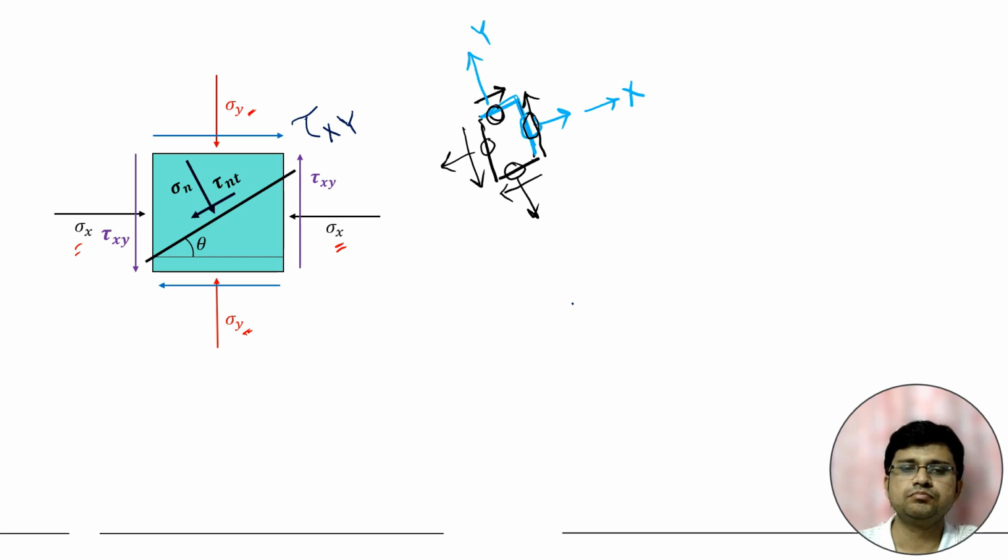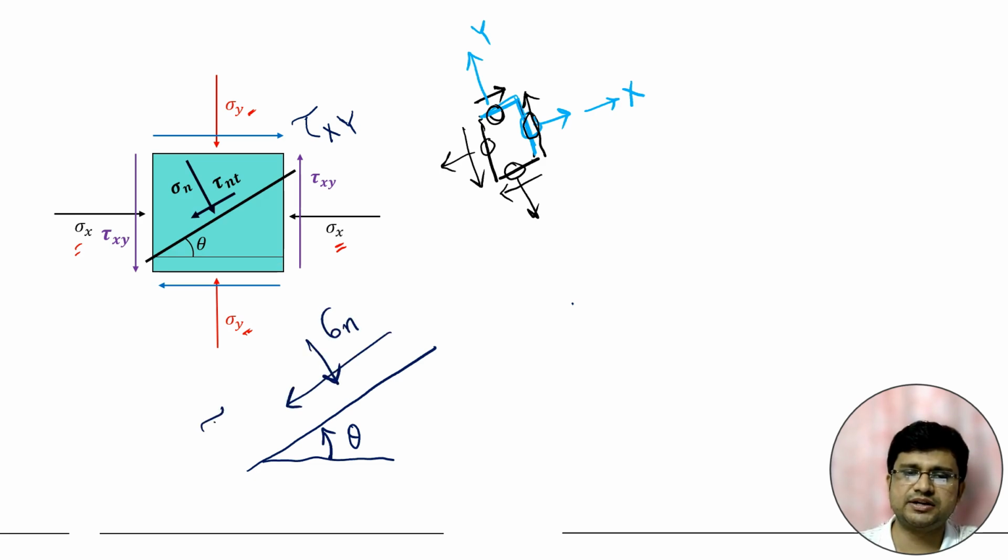Now, we have to calculate the normal and shear stress for this inclined plane. One thing we have to remember is that when we consider the inclined plane, normally the angle is taken with respect to the horizontal plane, and this angle will be theta. Over this plane, we have to measure the normal stress, sigma n, and the shear stress, tau nt.